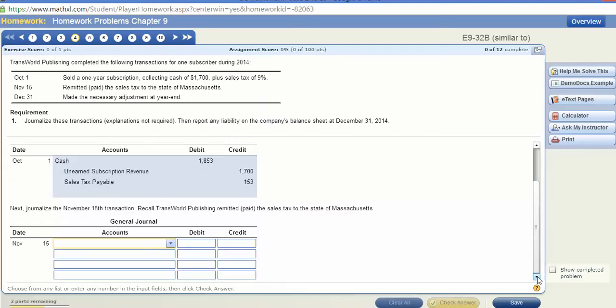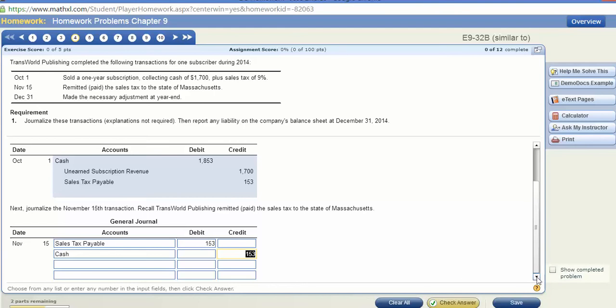Look at the next one here. November 15th, you're being asked to journalize, in other words, to make an entry for the sales tax. Here, remitted, another word for paid, the sales tax to the state of Massachusetts. Well, let's kind of go backwards here. If we're going to pay, that means cash is going to drop, so that's going to be your credit. The only thing up here that you've collected for another party is the sales tax, and you're paying it to the state of Massachusetts. So cash is going to go down by 153. Then what you're taking off the books is the sales tax payable.